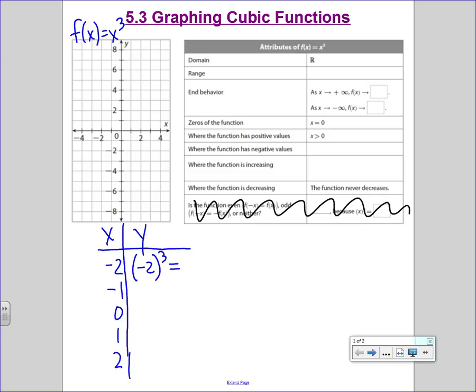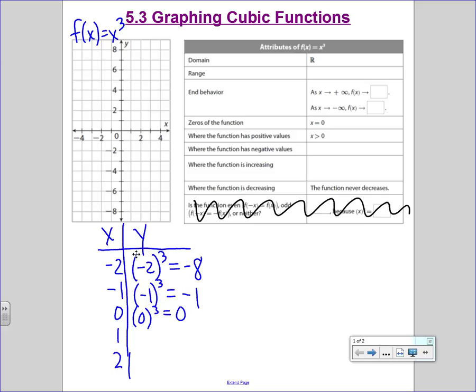Negative, well, you times 2, one too many. -8, okay? Because 2 times 2 is 4, times 2 is 8, right? So that'll be -8. What if we did -1 to the third power? So -1 times -1 times -1, what would that be? -1. Then what about when we plug in 0? 0 to the third power is just 0.